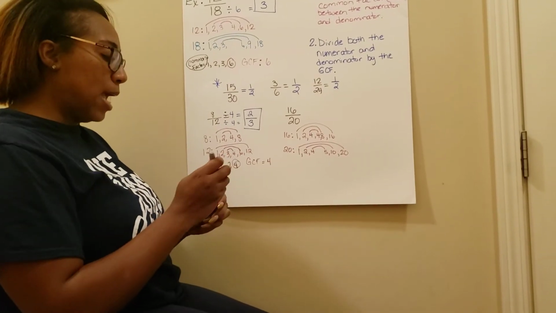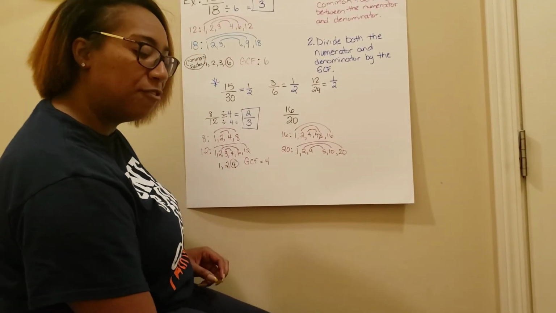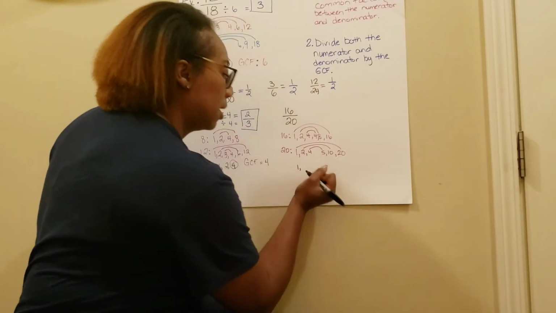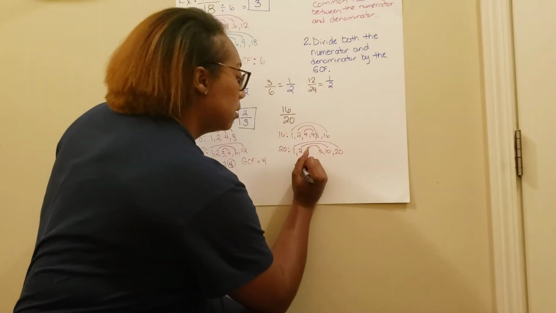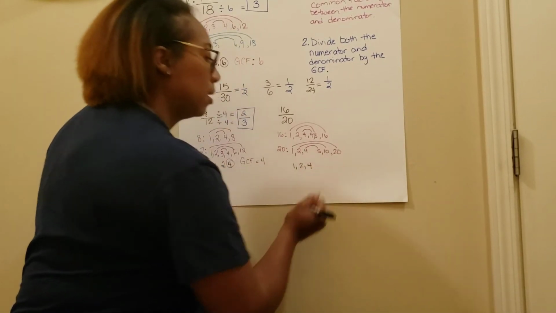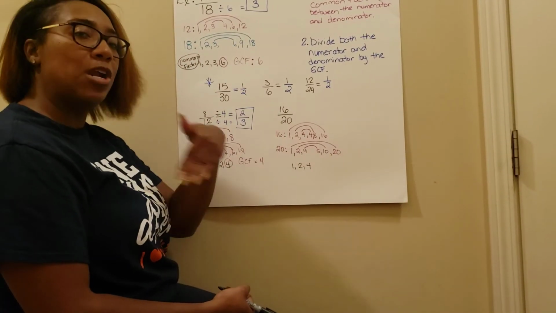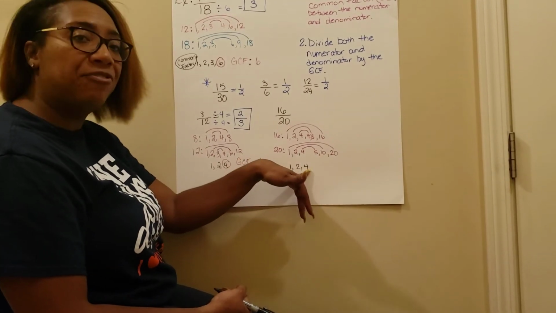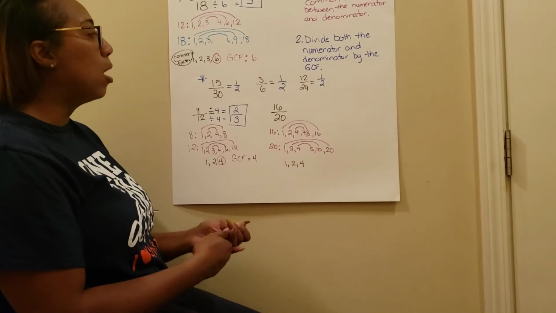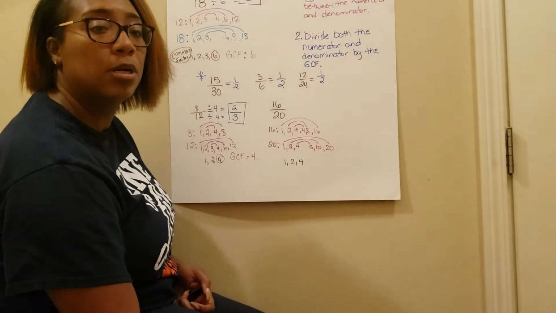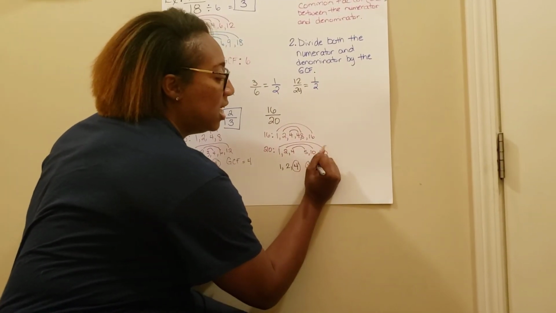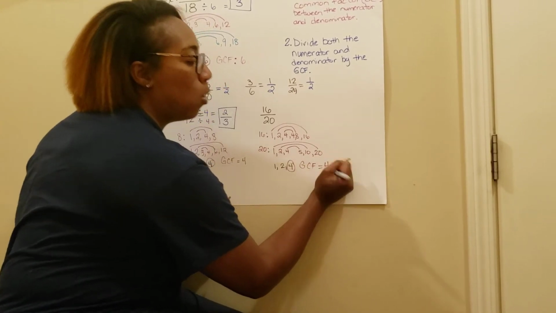Now I'm going to write my like or common factors that they have in common. So they both have a 1. They both have 2s. They both have 4s. And that's about it. All the other numbers are not the same. So these are my common factors: 1, 2, and 4. Between 1, 2, and 4, what is the largest number? Our greatest common factor is 4. So our GCF is equal to 4.